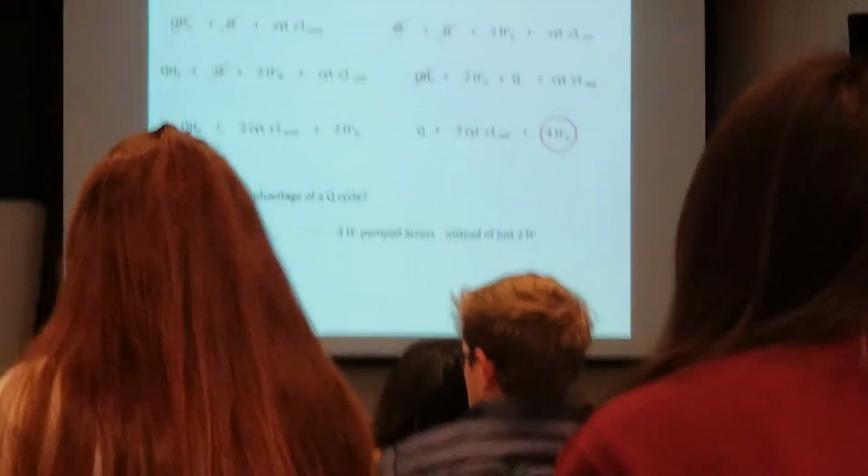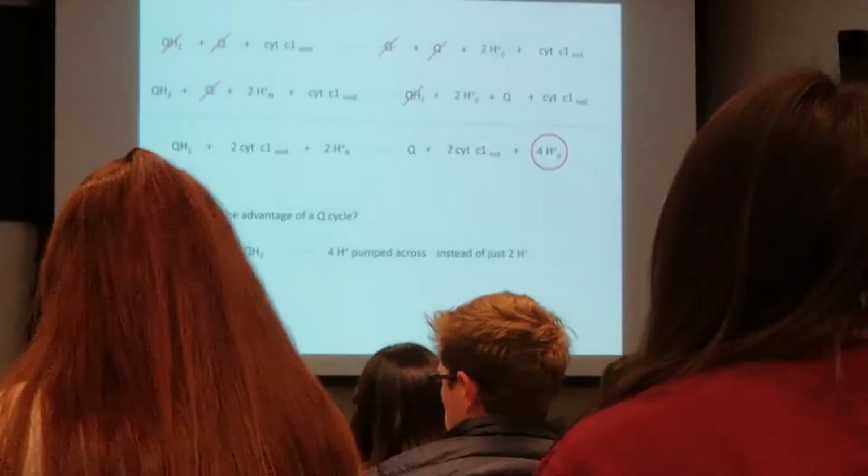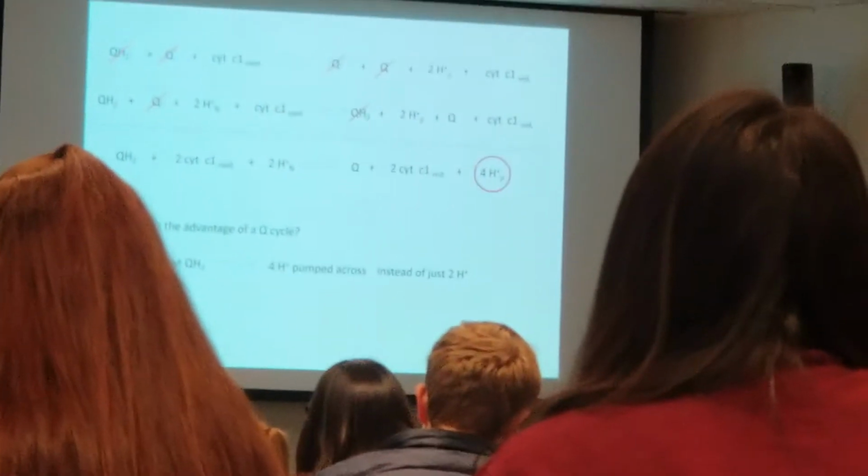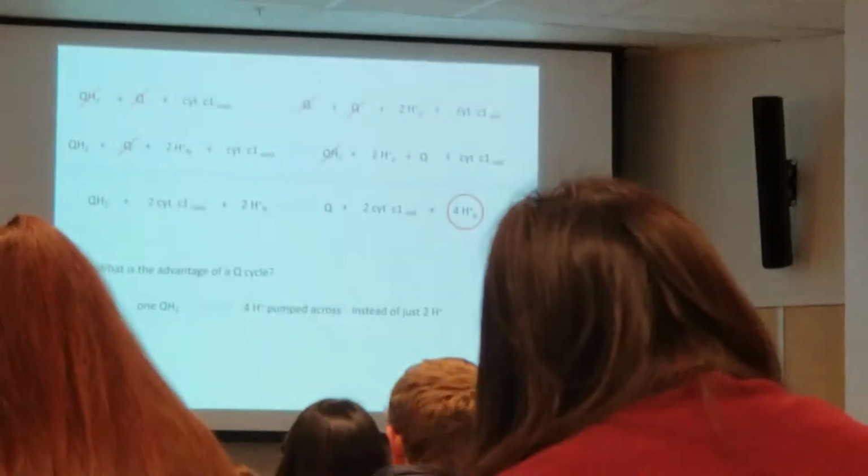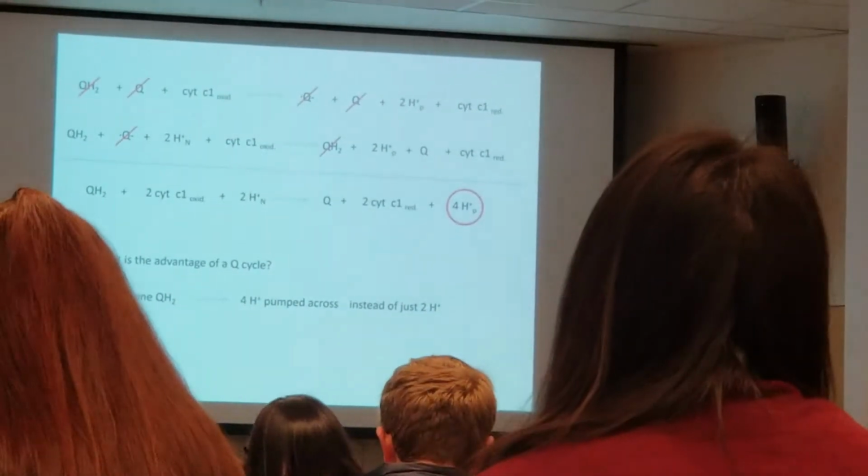Last time, we saw how the strange Q cycle creates four protons getting across to the positive side, that's what the little P stands for, from only one QH2.